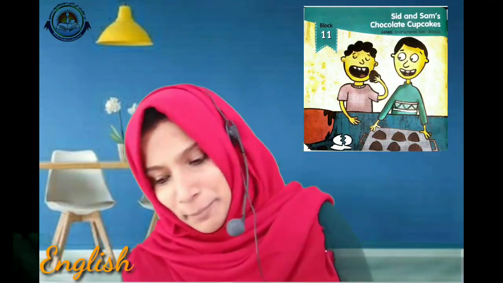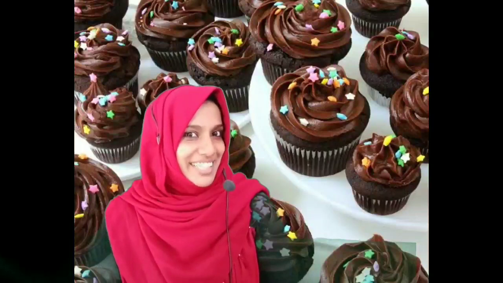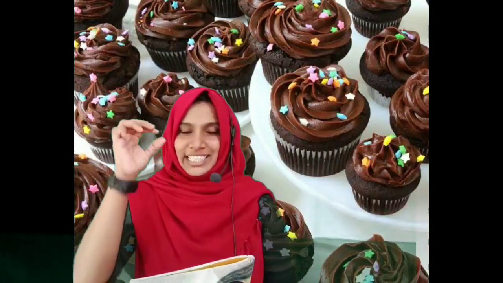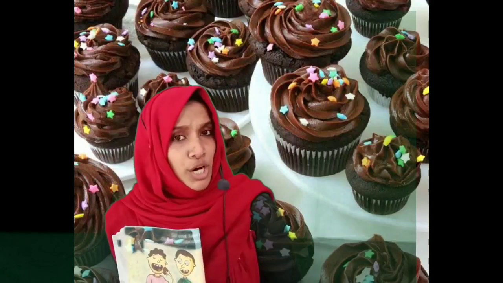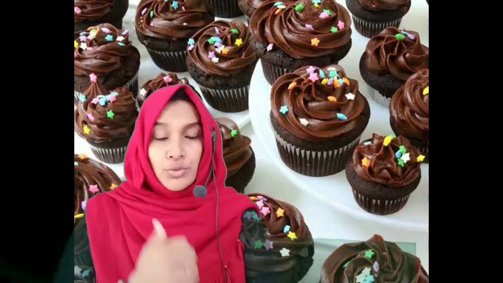So please open page number 15 in your textbook. Sid and Sam's Chocolate Cupcakes. Yes, as we have seen in that picture, what were they eating? They were eating a chocolate cupcake. So my dears, have you ever eaten a chocolate cupcake? I have eaten this cake a lot. It is very tasty. So, my children, do you want to know how to make this cake? Do you want to learn how to prepare this cake? I want to learn. So let's read that.